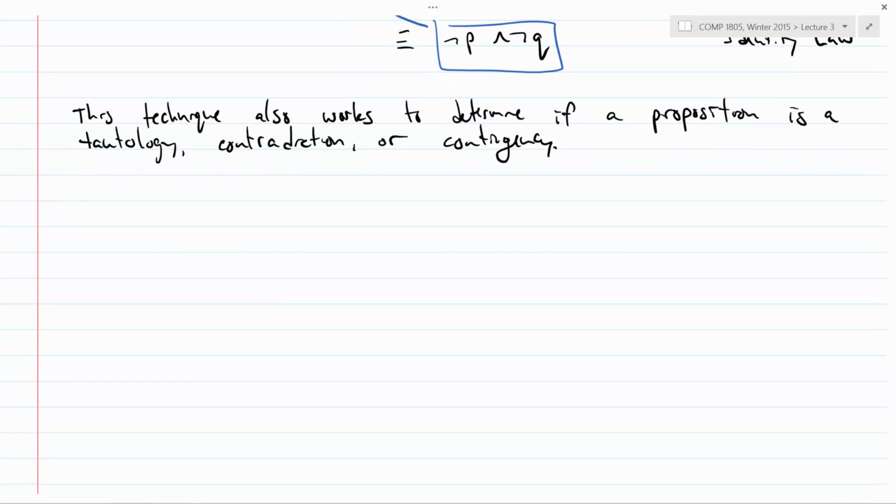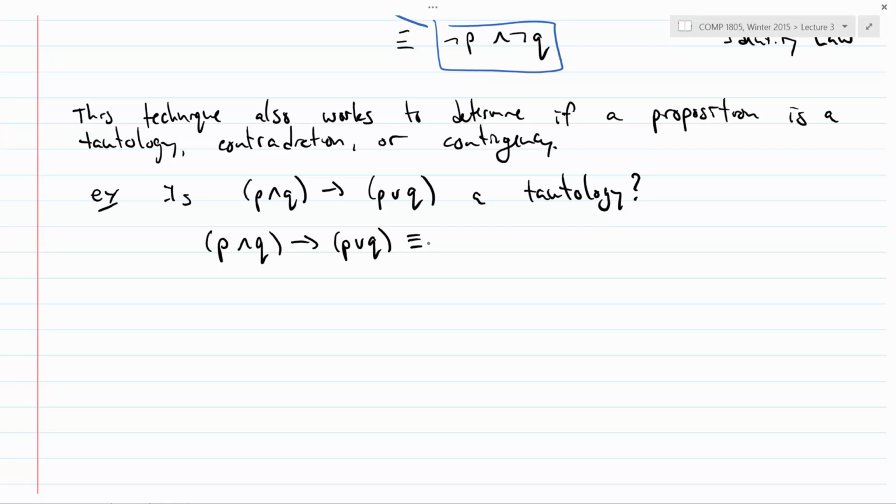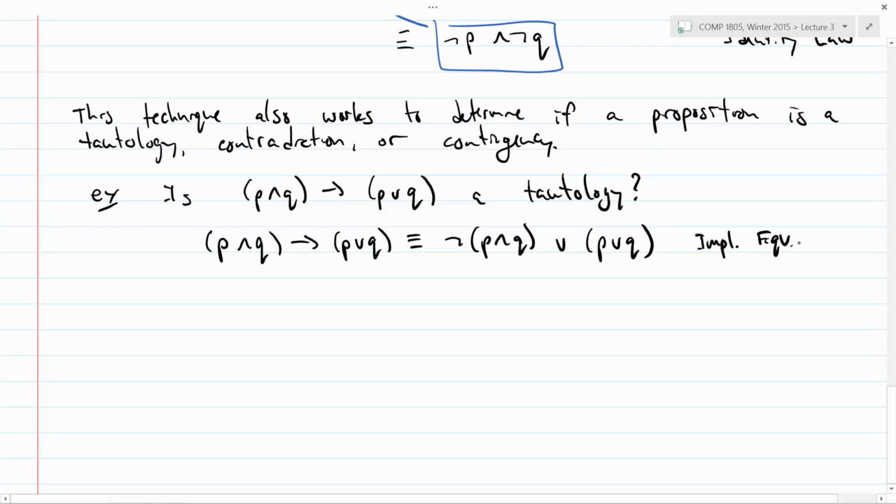So as an example, we could ask ourselves, is P and Q implies P or Q a tautology? It's not too hard to see that the answer is going to be yes. But if we wanted to actually sit down and do it, we would start with the expression and apply logical equivalences to it. Remember, the first things you want to do are get rid of if and only if and implication. This has an implication, so we'll get rid of it. We get not (P and Q) or P or Q. That's the first thing you do, and that's by implication equivalence. I'm just going to write this in short, so IMPLEQV.